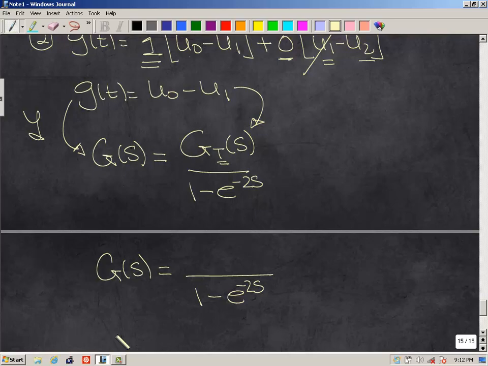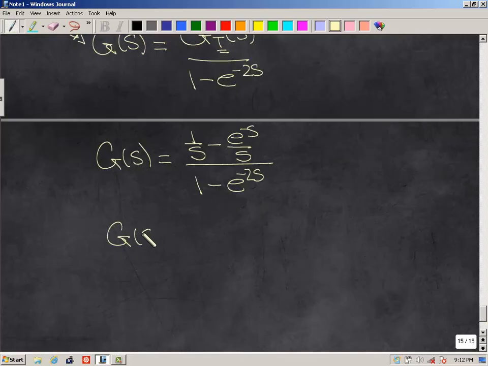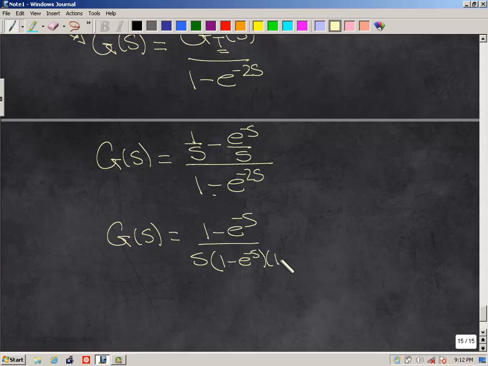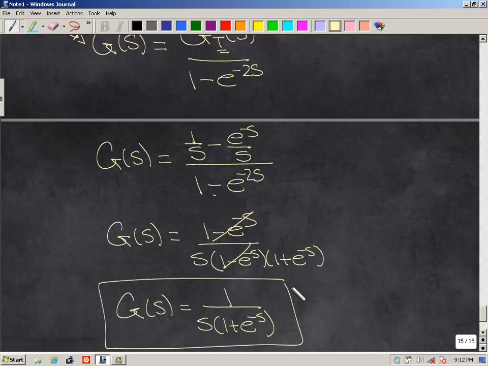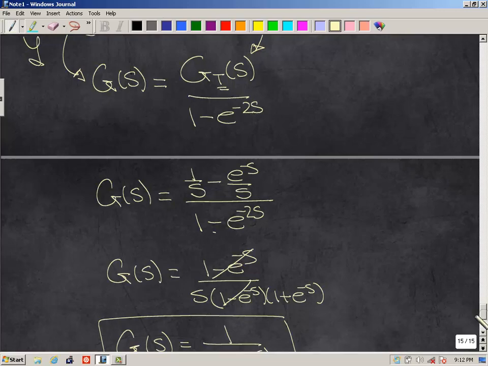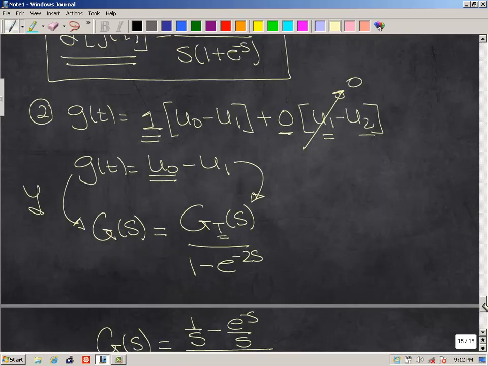So what do we get? What is Laplace of u naught? It's 1 over s, minus, what's Laplace of u1? It's e to the minus s over s. So if you clean this up, you get G of s is equal to 1 minus e to the negative s over s, and then I can FOIL this bottom just like I did before. These will cancel, so we get this, and there's your answer. You can see this is a lot quicker, especially if the functions are complicated. This was an easy function because 1 and 0 were the values.